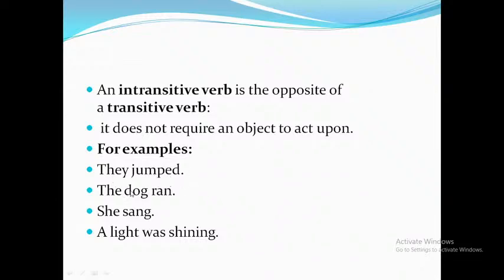They jumped. Then the dog ran. She sang. A light was shining. So all these words, just follow, my dear children, in these examples. You will not find any object. Because when we find the object, it means either a noun or a pronoun, and here we do not have any object. So that means what? These are not transitive verbs. No, these are intransitive verbs.